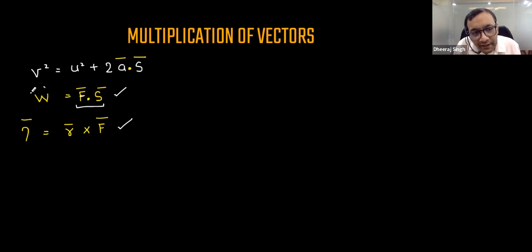What are you getting? Are you getting a scalar quantity or a vector quantity? What is the work done? Work done is a scalar quantity or a vector quantity? Everyone? It's a scalar quantity, right? Two vectors are multiplied and you're getting a scalar quantity. Here, you can see that two vectors are multiplied. What are you getting? A scalar quantity or a vector quantity?